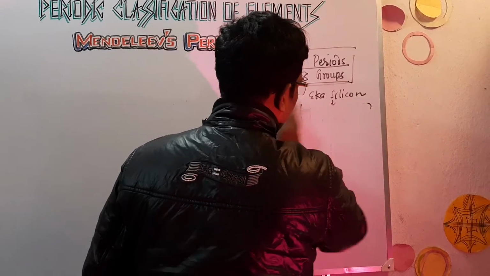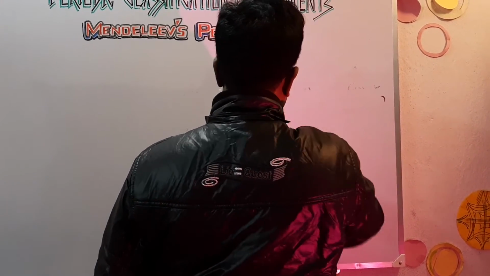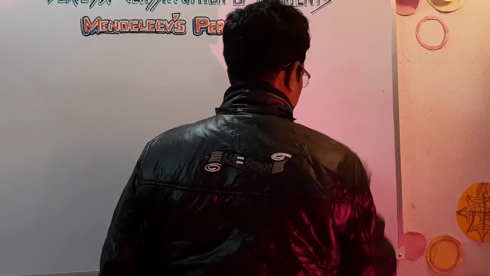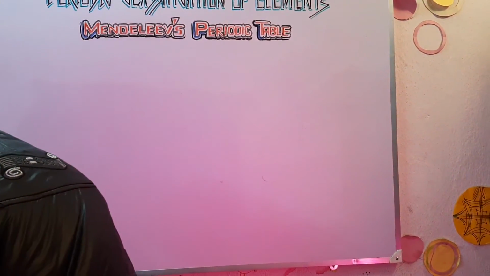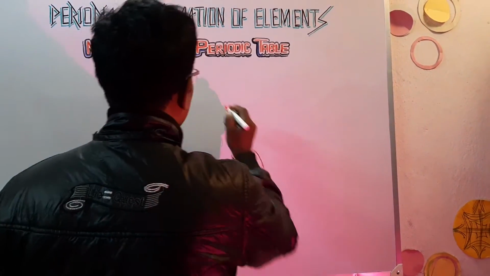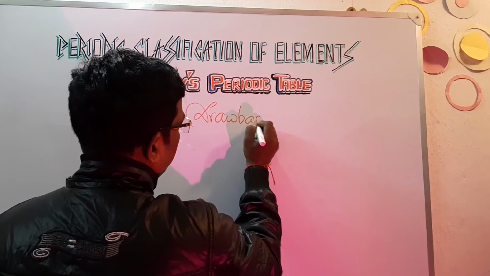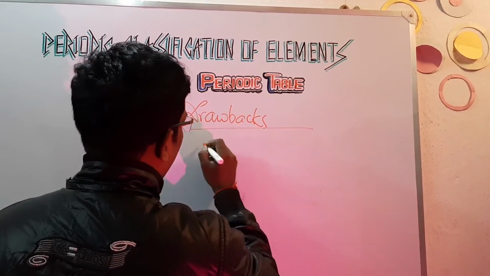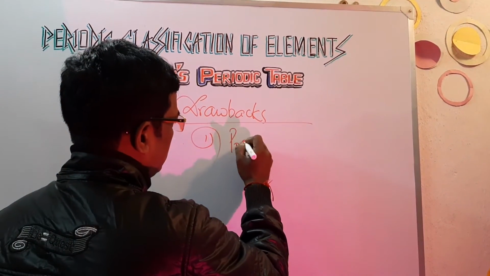Now in the board, this is a favorite topic for the examiners to set questions on, the drawbacks of Mendeleev. This is frequently asked, the drawbacks. The drawbacks are very important here. First drawback, position of hydrogen.